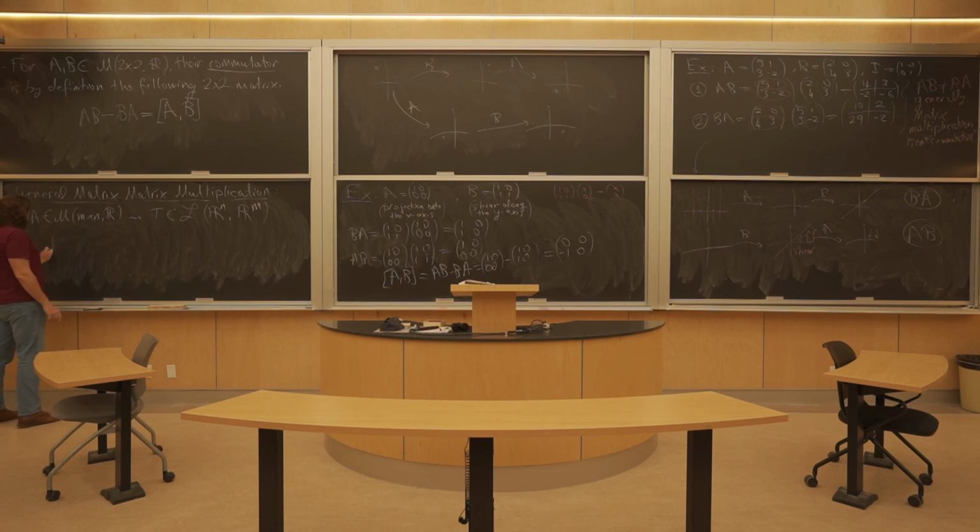So this number of rows is m, and number of columns is n. This is inputs, and this is outputs.